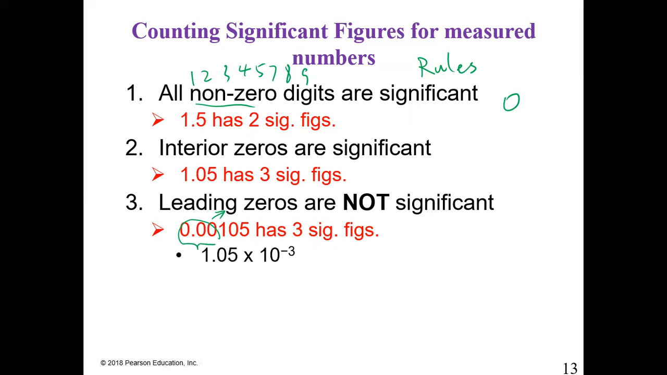To show that more clearly, another way is to write this number in scientific notation. You can write 1.05 times 10 to the negative 3. So this is scientific notation. When you count significant figures for a scientific notation number, you don't worry about the exponent part, just look at the decimal part. This decimal part, 1.05, clearly has 3 significant figures.